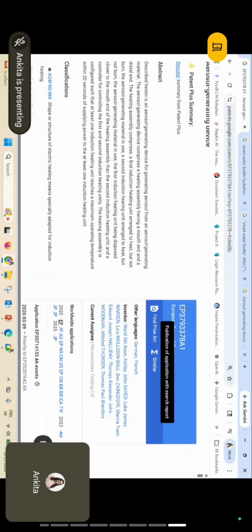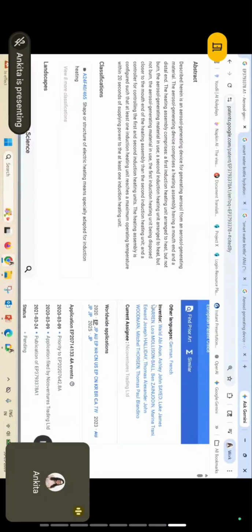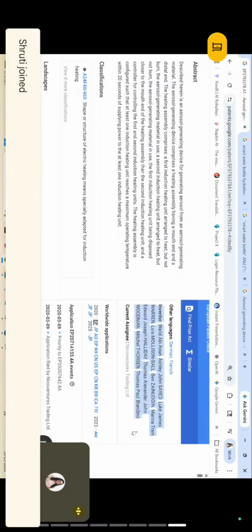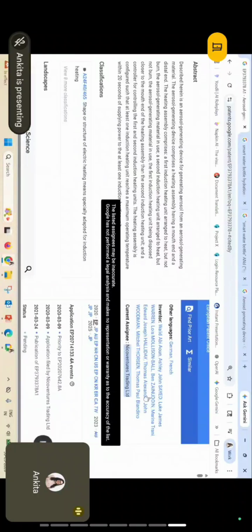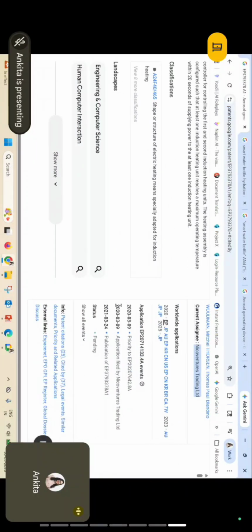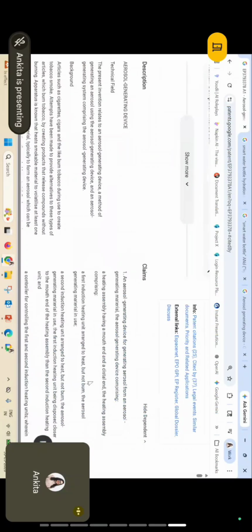Then you can see here, this is the patent number. EP is a European code, that is, it's a European patent. And here is a list of inventors. Inventors are those who came up with this idea. And the assignee is the owner of the patent. Here Nico Ventures Trading is the assignee of the patent. They filed the patent on 9th of March 2020, and this patent was published on 24th of March 2021.